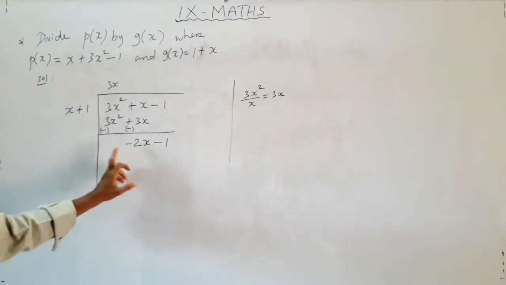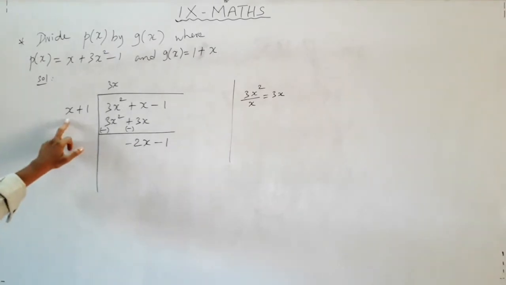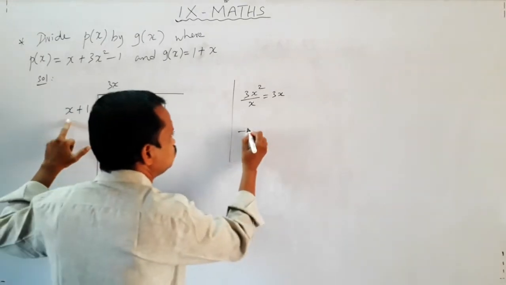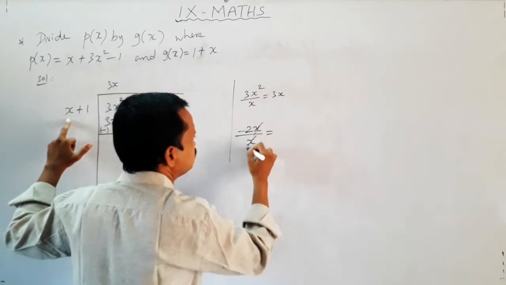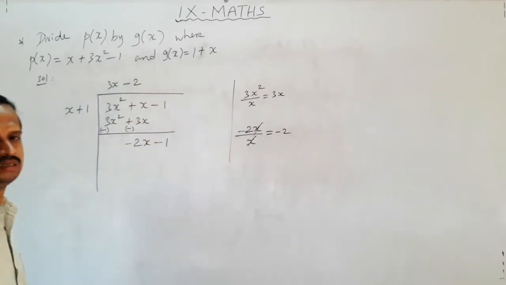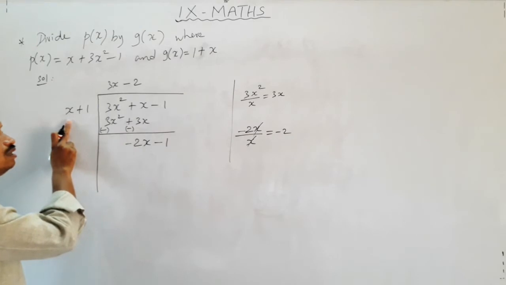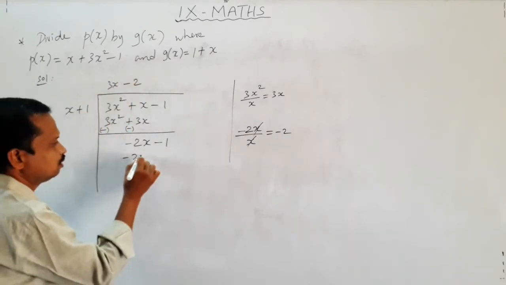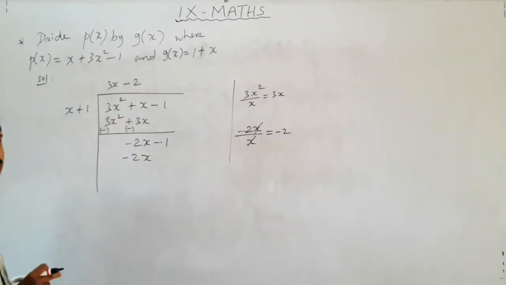The first term of this polynomial, minus 2x minus 1, is minus 2x. And here the first term in the divisor is always x. So we have to do like this: minus 2x by x. The x gets cancelled, so minus 2. Am I right? So you have to write minus 2 here. And you have to multiply each term of the divisor by minus 2. So x into minus 2, what do you get? Minus 2x. Plus 1 into minus 2, what do you get? Minus 2.